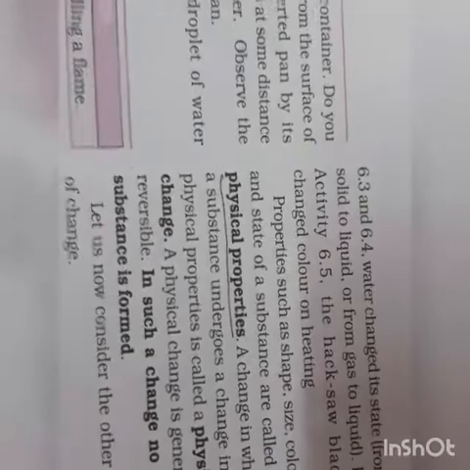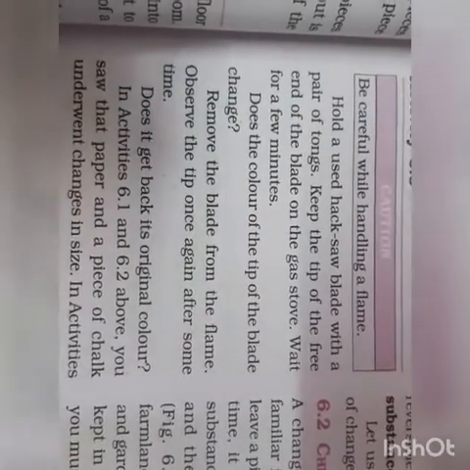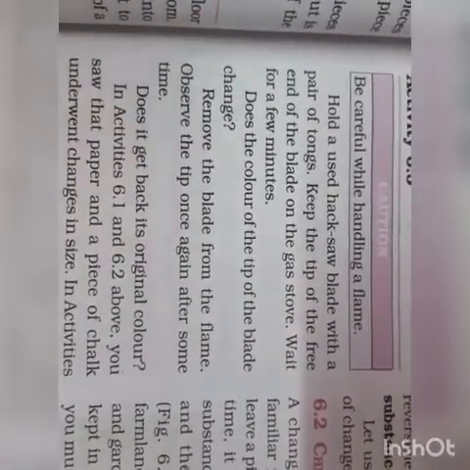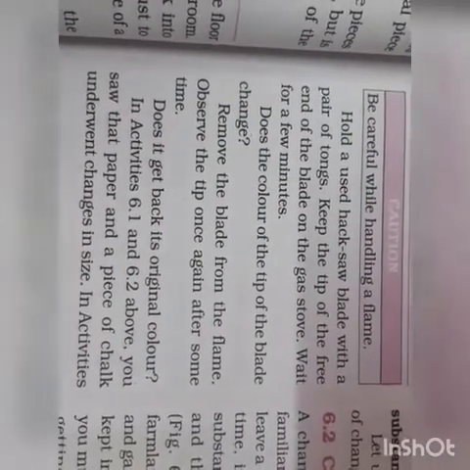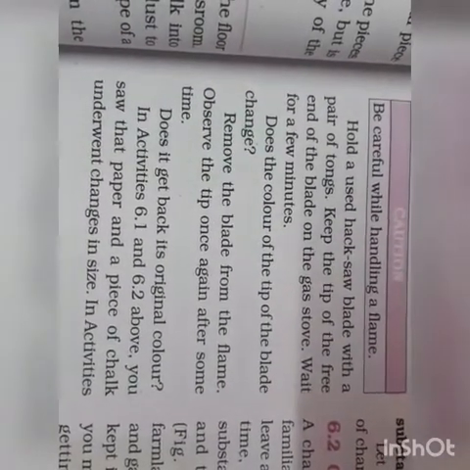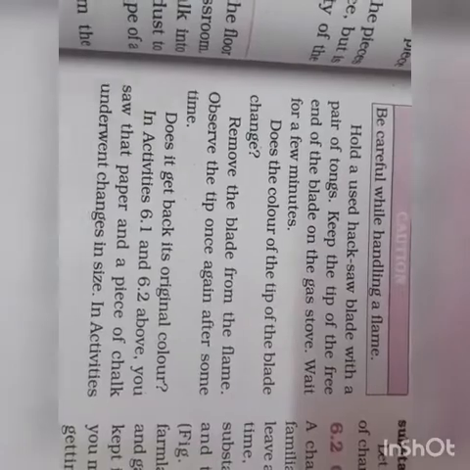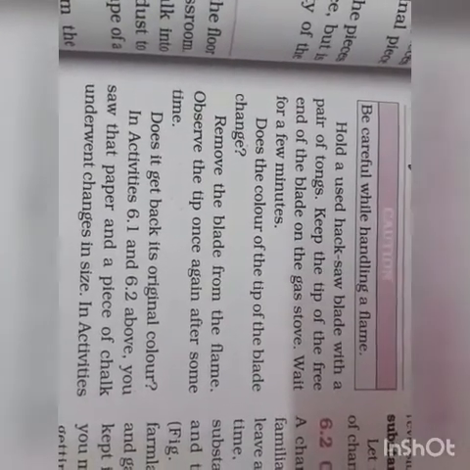Now, all the activities that we did from activity 6.1, from tearing paper into small pieces, then the chalk, then the ice and water activity, then boiling water, and the hacksaw blade. First I will explain this activity. You have to take one blade and hold it in front of the flame of a gas stove for some time. It will start heating and the color of the blade will change to red. As it gets heated, the color will turn red, but after it cools down it will not be red; after some time you will see it has turned black. That means the color of the blade has changed.